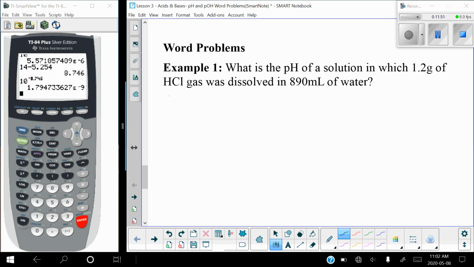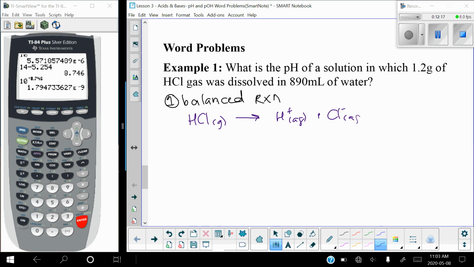So step 1 is a balanced reaction. RXN stands for reaction. Okay, so I'm going to grab this HCl gas. When dissolved in water, it ionizes to form H plus and chloride ions. Remember, ions are aqueous when in water.